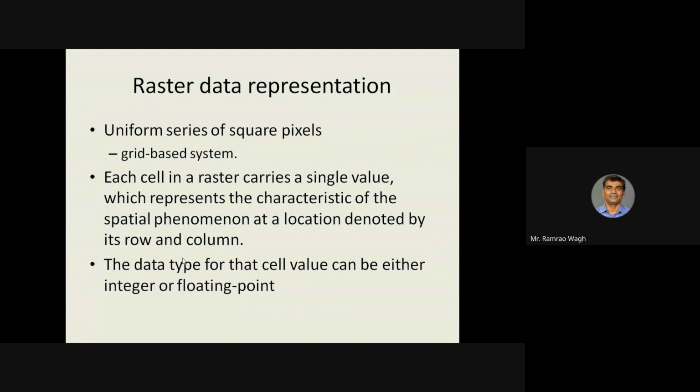Now, each cell, as I said, contains a value which represents the characteristic of the spatial phenomenon. It could be 0 or 1, but then it will be only a binary image. If it is 0 or 1, it is black and white, nothing else. But based on the intensity, based on the value, I can fill the data. The data type for that cell value can be either integer or floating point. So it's also possible to have floating point values.